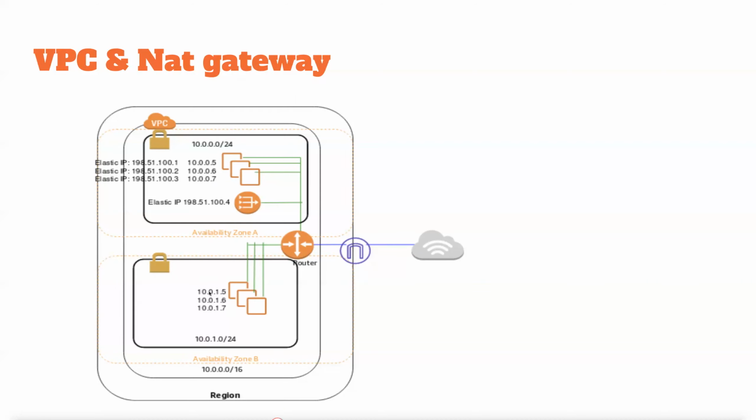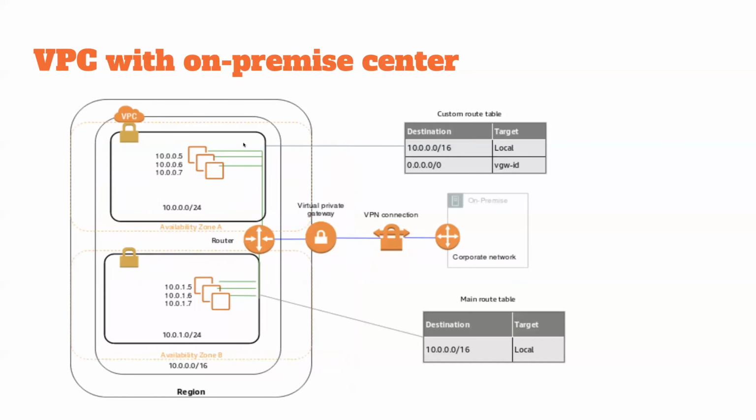So all the systems here can access the internet, but the internet cannot access them. But all the systems here can access the internet, and the internet can also access them. So it makes it public. So this is an architecture.